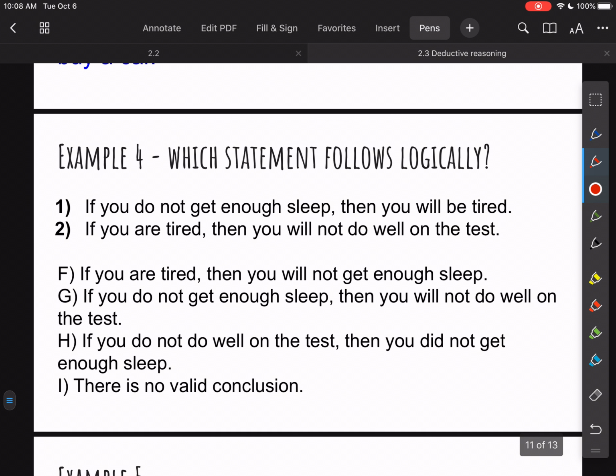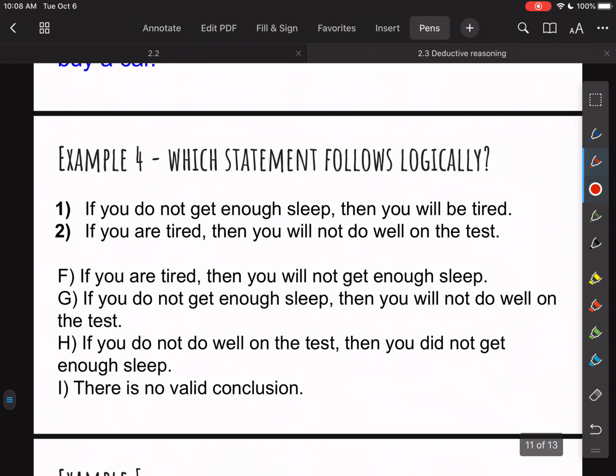Okay, so let's look at example 4. It says, which statement follows logically? In example 4, if you do not get enough sleep, then you will be tired. If you are tired, then you will not do well on the test. So F says, if you are tired, then you will not get enough sleep.